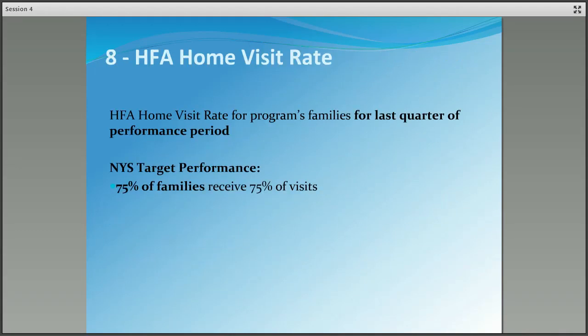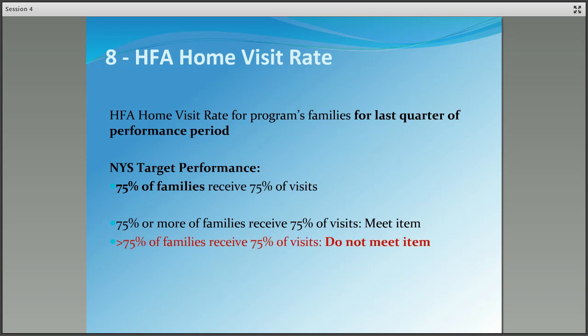Number 8, home visit rate. Home visit rate for a program is computed by finding the number of visits each family is expected to receive over the last quarter of the performance period based on the family's level versus the number of visits each family actually received. The New York State target performance is 75%. It is expected that 75% of families will receive at least 75% of their expected visits. So, if at least 75% of families receive at least 75% of their expected visits, you'll meet the target for the item. If less than 75% of families receive 75% of their expected visits, you will not meet the target for this item.